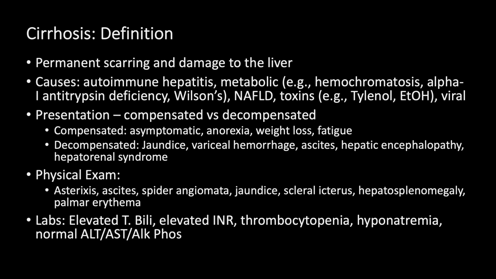Depending on how well controlled a patient's cirrhosis is, they can present asymptomatically or with mild nonspecific symptoms like anorexia, weight loss, and fatigue, which we would call compensated cirrhosis. Or they can present with the classic symptoms of liver function deterioration, which include jaundice, variceal hemorrhage, ascites, hepatic encephalopathy, and hepatorenal syndrome, which we would call decompensated cirrhosis. A few physical exam findings that may be present in a patient with compensated or decompensated cirrhosis are asterixis, ascites, spider angiomata, jaundice, scleroicterus, hepatosplenomegaly, and palmar erythema. These patients may also have an elevated total bilirubin, an elevated INR, thrombocytopenia, hyponatremia, and a normal ALT, AST, and alk phos.